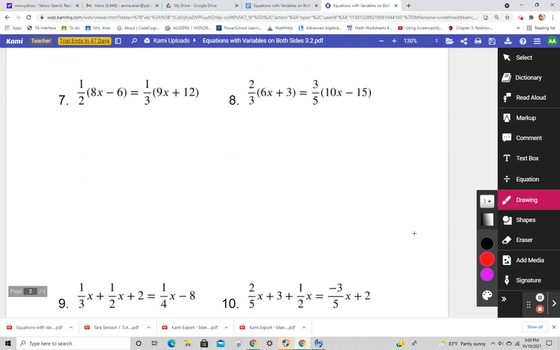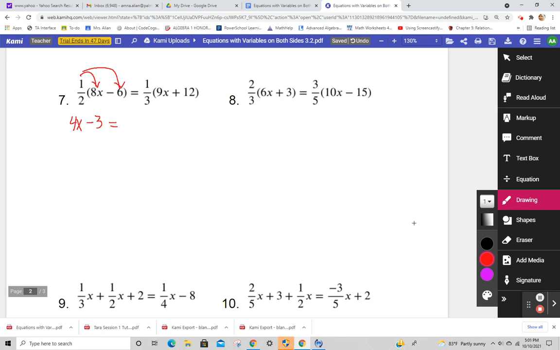All right, number 7. We need to distribute here again. And I'm going to do this mentally. I think we should all be able to do it mentally. Half of 8x is 4x. We're just taking half of 8. And half of 6, that's what we're doing here, is 3. So half of 8x is 4x, and half of 6 is minus 3.